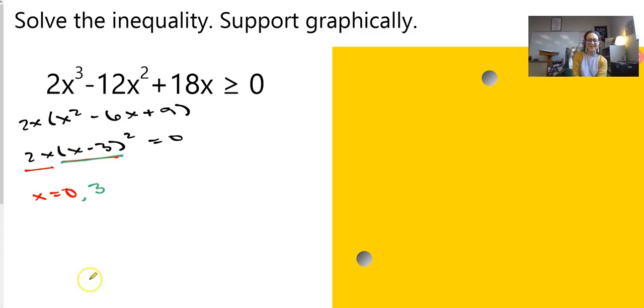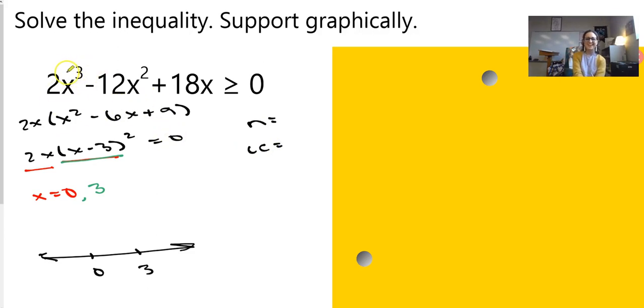Okay, now we're going to make our number line. And make sure you are only putting the values you got here on your number line. Sometimes people will put 0 on it no matter what. Don't do that. Only put 0 on your number line if it is indeed one of your solutions from this step.